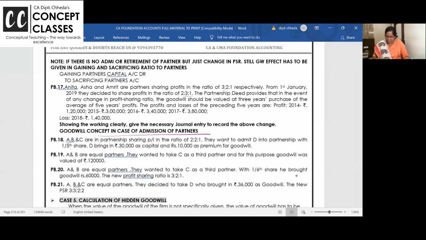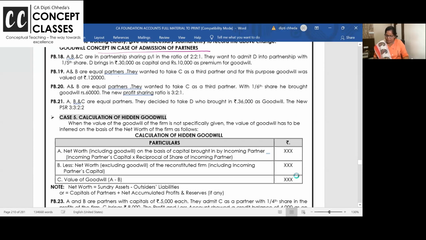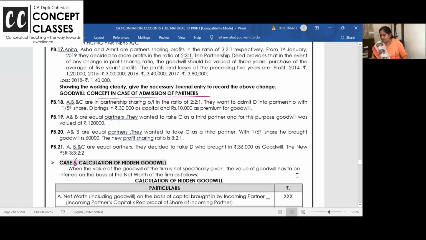Which method was this? The 5th. And the 6th method is also remaining. The 6th method is the hidden goodwill concept. I'll tell you. This was asked recently, hidden goodwill. But first, can we do these simple problems now?